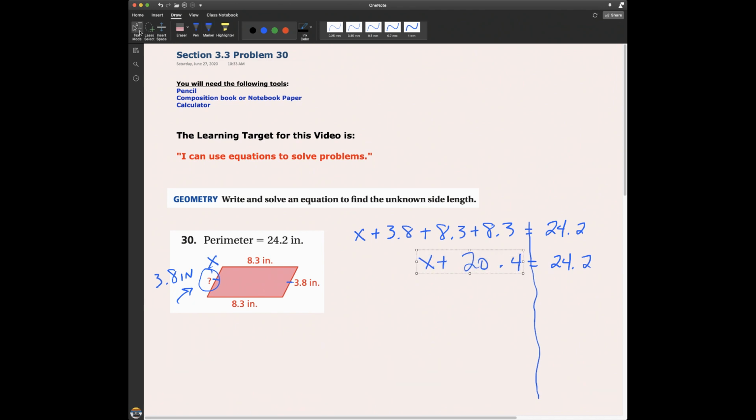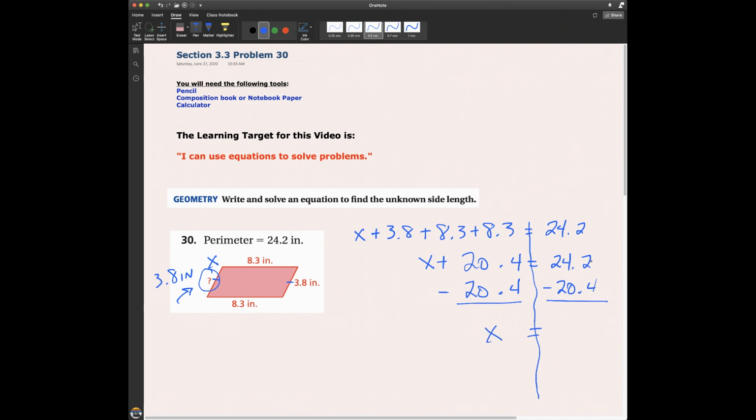And I could, just to make it look nice, I could take this and scoot it over here, so that it looks like an equation, not a lot of space in there. So let's get X by itself. What do I need to do? I need to subtract 20.4 from both sides. That's using the subtraction property of equality.